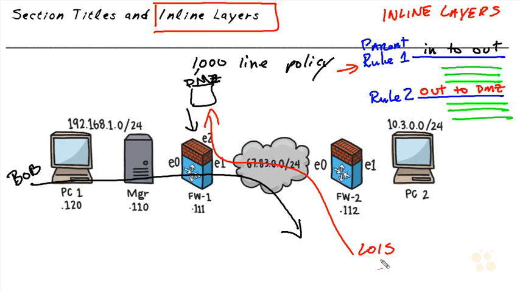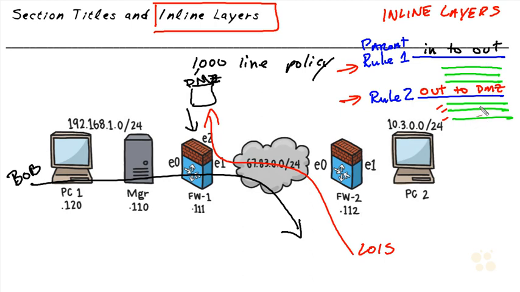So in the case of Lois going from the outside to the DMZ, it would go to rule two, it would match on that, and as a result, the firewall can then individually process the child rules. And that, my friend, is an awesome feature. Another sweet feature about these child rules, these inline layers that we can add, is that we can also configure them to be reusable.